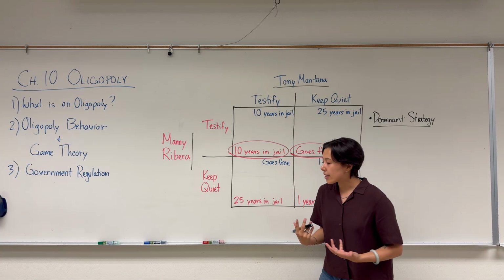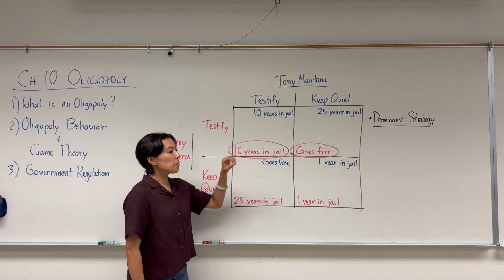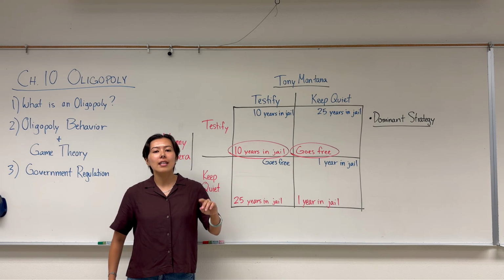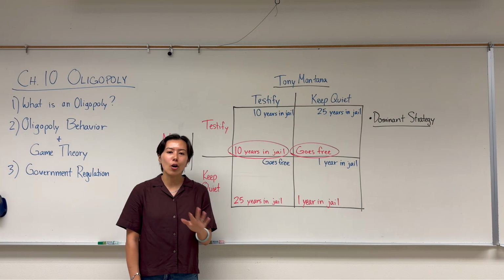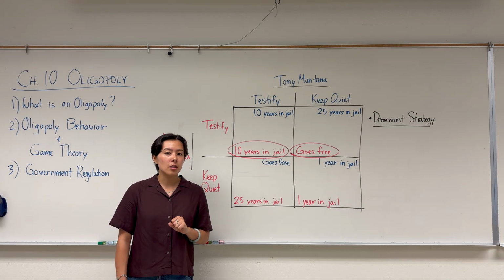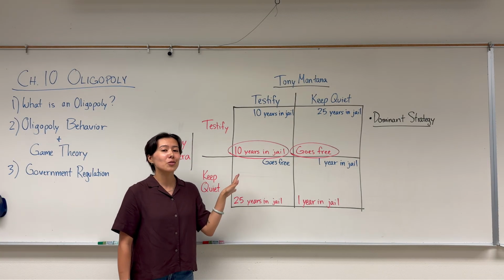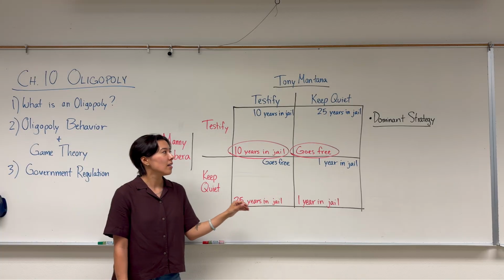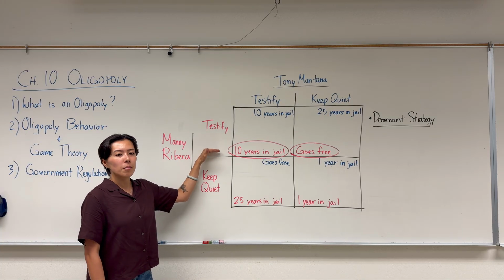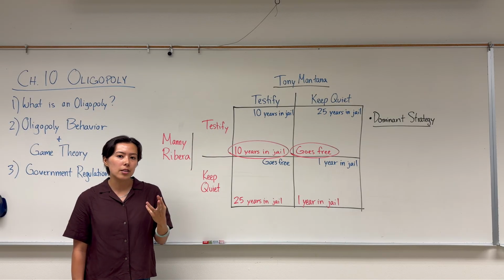So a player in a game theory game is said to have a dominant strategy if there's one move or one action that they should always take regardless of what their opponent does. Manny always maximizes his payoff if he chooses to testify. Doesn't matter if Tony also testifies or if Tony keeps quiet, Manny will always be better off by choosing to testify. So testifying is Manny's dominant strategy.